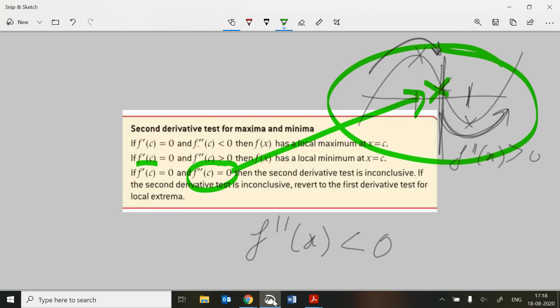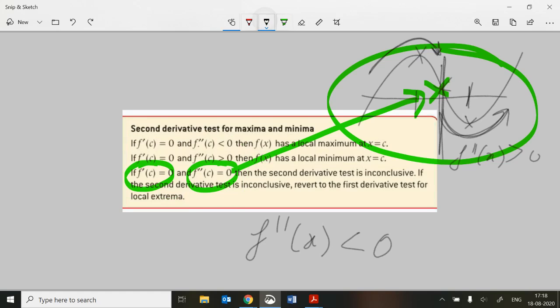However, that's not the same as saying both of these conditions, f dash of c is 0 and f double dash of c is 0, because we can see that we don't have a gradient of 0 there. We don't actually have a turning point. We have a point of inflection. Okay, so can we think of a condition where this exists?